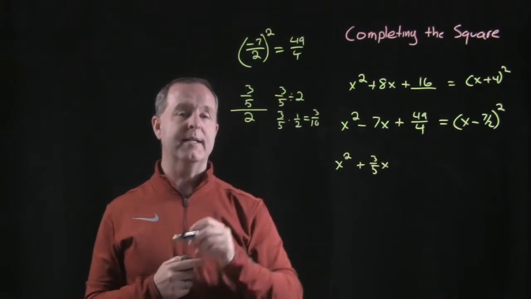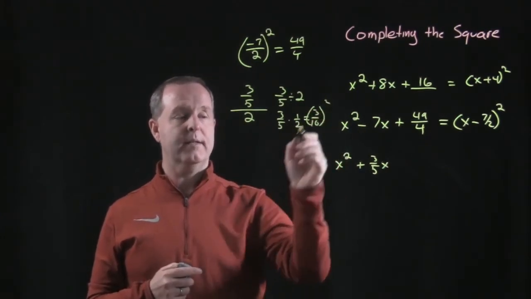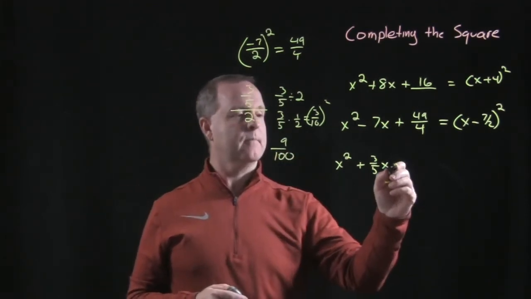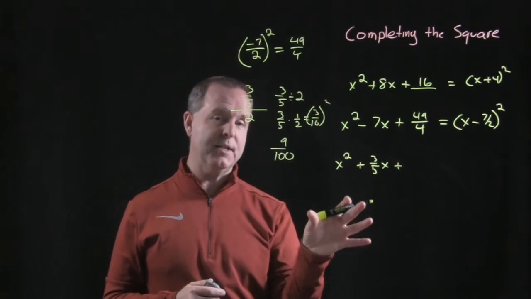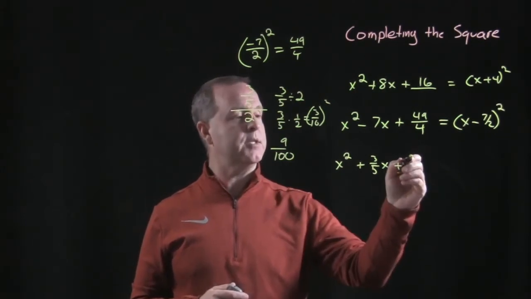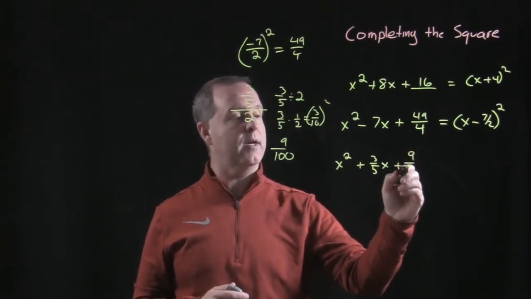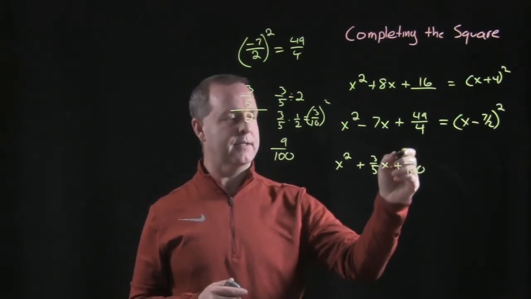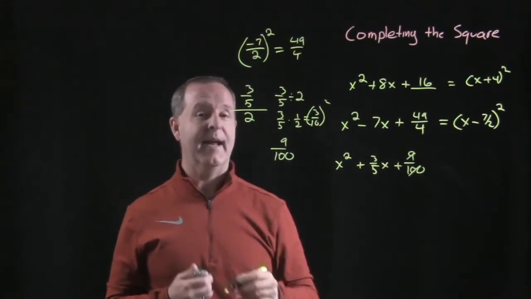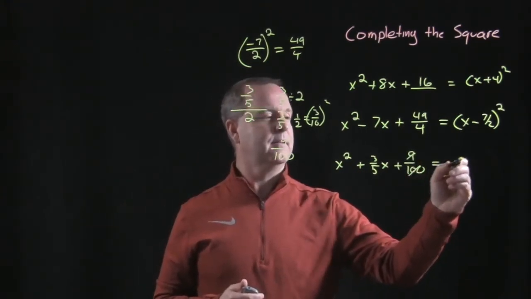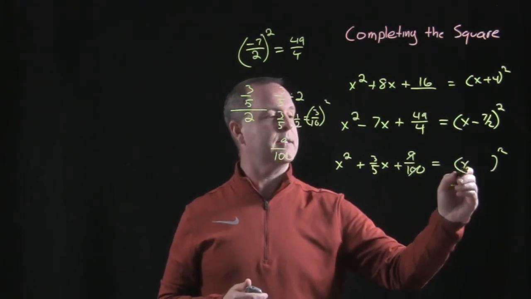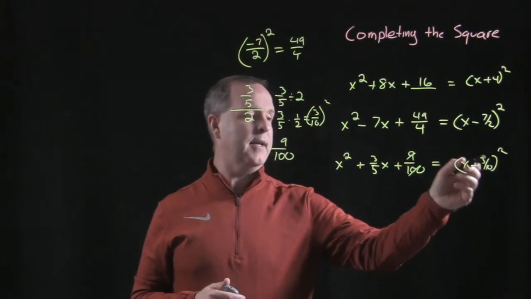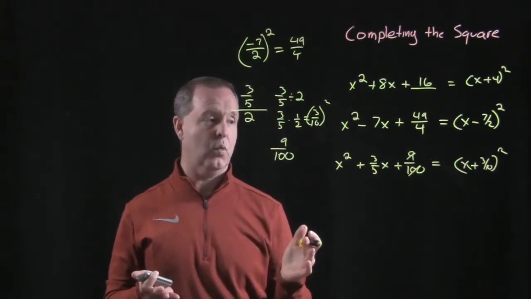And then from there, we're going to take that result and square it. So we're going to have 9/100. So to complete the square, the dimension of that corner piece is 9/100. And then the perfect square would be x plus 3/10 squared, which gives the dimensions of that perfect square.